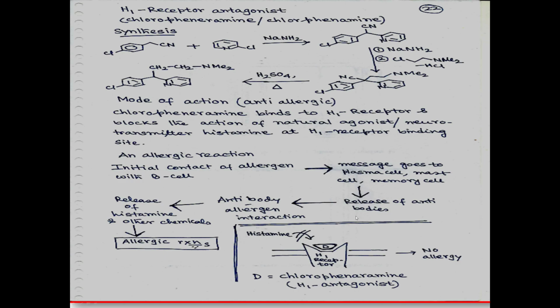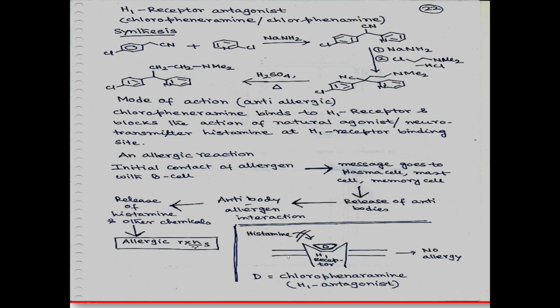So the antibody gets released, and in this antigen-antibody interaction, sometimes an excessive release of histamine happens, which leads to the allergic condition. Now this condition can be tackled by giving chlorphenamine type of anti-allergic medicines. Now what is its mode of action?